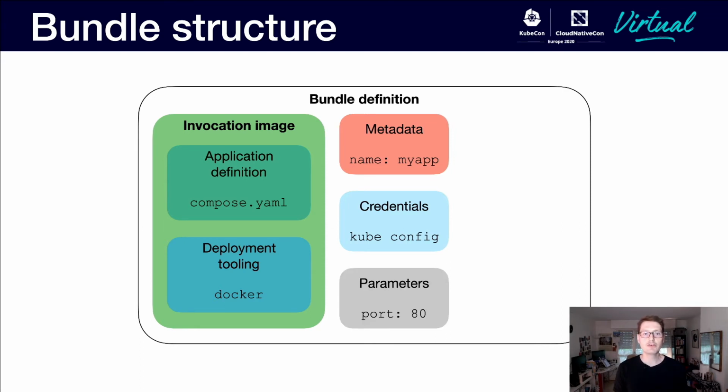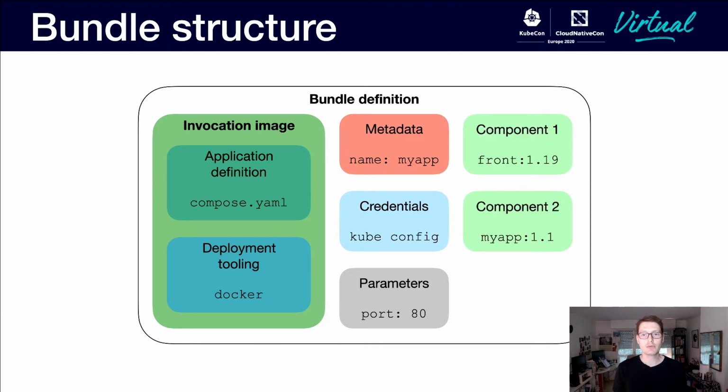We have parameters. So these are minor changes a user may wish to make to the application at runtime. So it could be changing which port the application is serving on or things like that. And then we have a reference to the components that the application depends on.